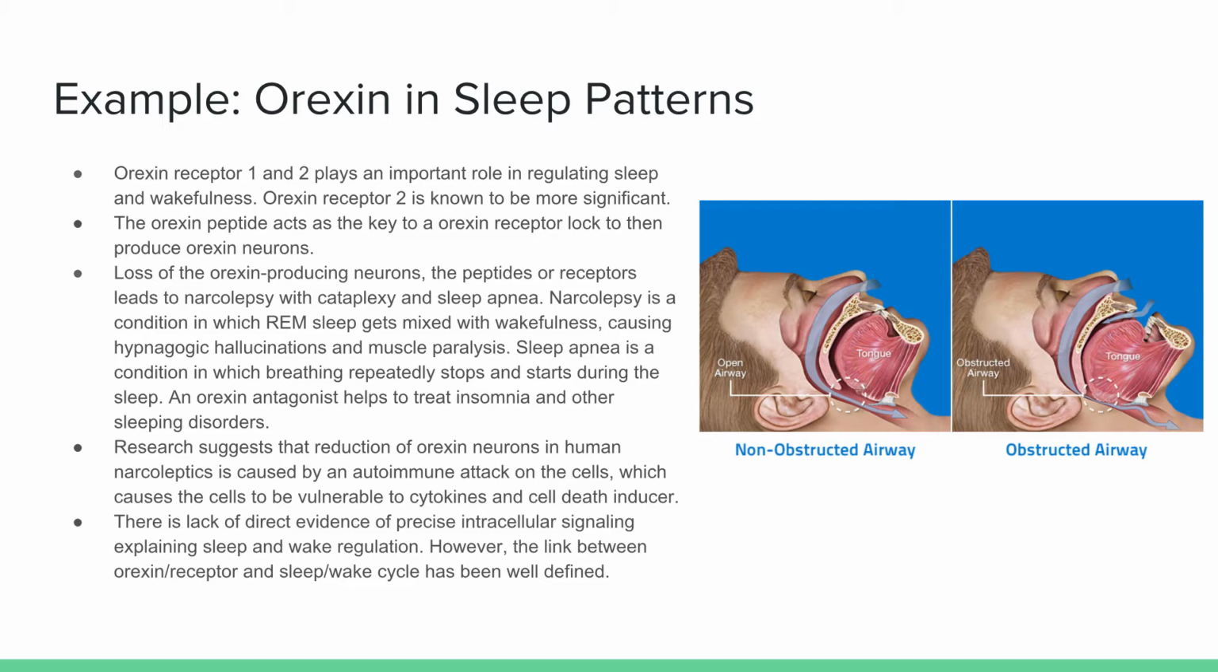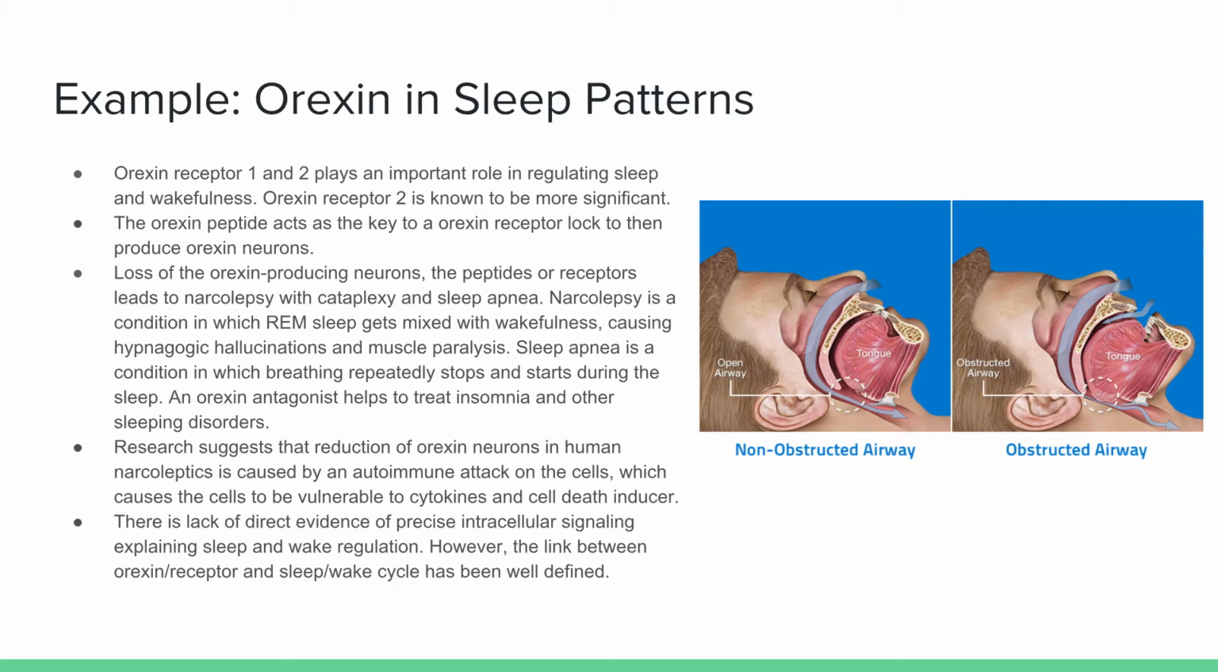Cataplexy is a different condition in which strong emotion or laughter causes a person to suffer sudden physical collapse though remaining conscious. And sleep apnea, where breathing repeatedly stops and starts during sleep. An orexin antagonist helps to treat insomnia and other sleeping disorders.